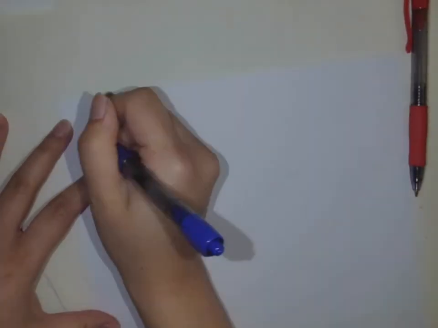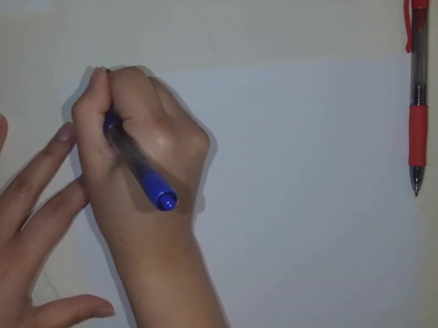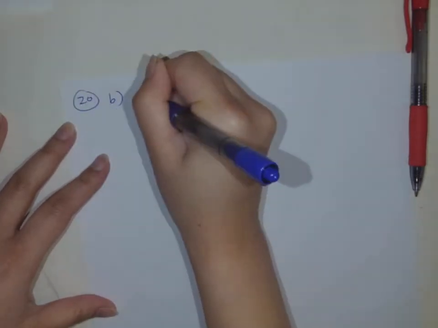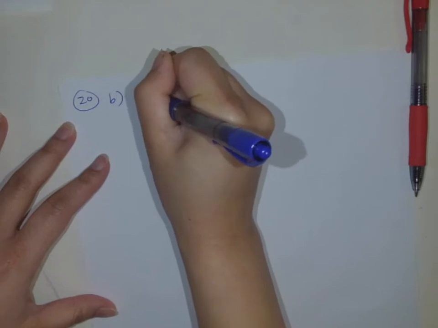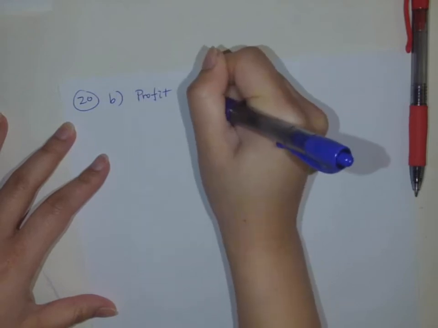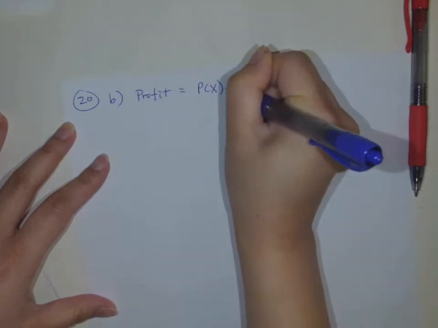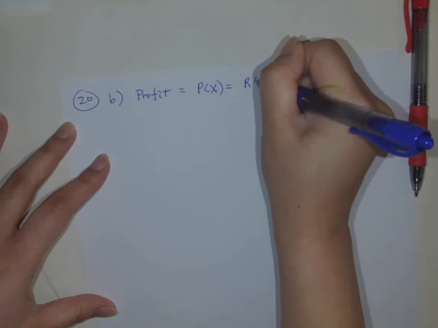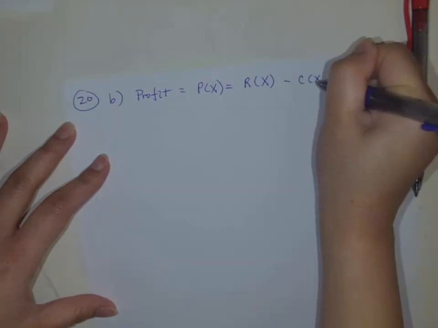So this is number 20, B part. For my profit function, hopefully you still remember, P of x would be the revenue subtract the cost.